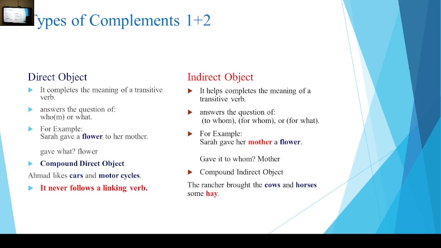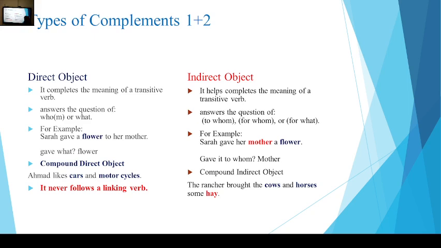An indirect object, which is the second type of complement, helps complete the meaning of a transitive verb. So it answers questions like to whom, or for what. So for example, when you say Sarah gave her mother a flower. Sarah gave a flower to whom or for whom? So the answer here is mother and it is an indirect object. Why? Because it answers the question for whom or to whom or for what.